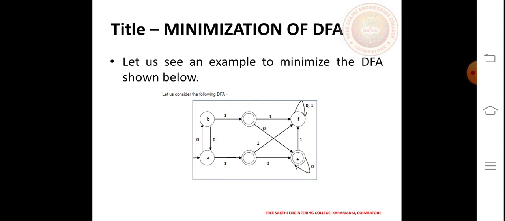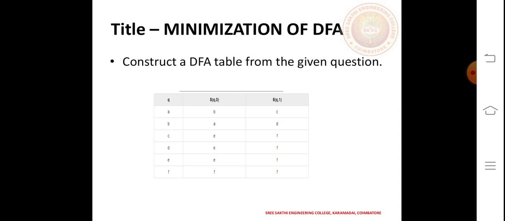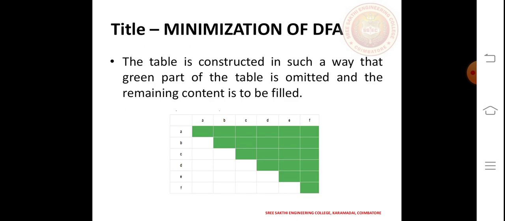This is the shown example, where A, B and F are the non-accepted states, and C, D and E are accepted states. The first step of minimization of DFA starts with the construction of a DFA table. The table contains the states as rows and the input symbols, that is 0 and 1, as columns, and it has been filled in here. This is the table filling algorithm for the minimization of DFA.